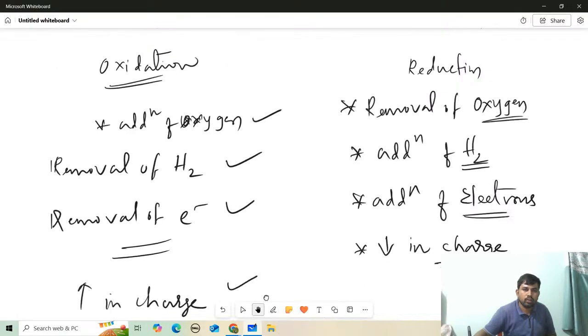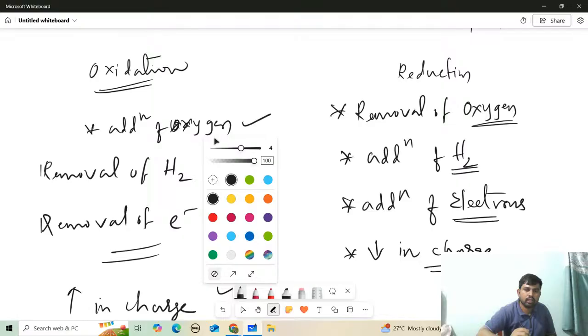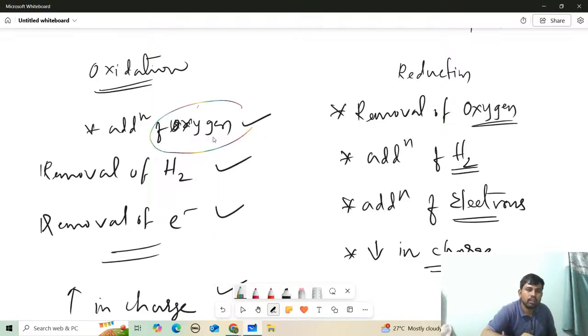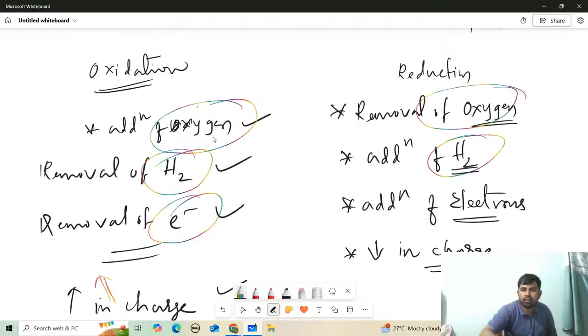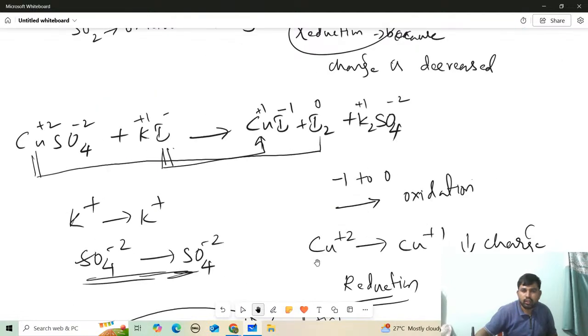So oxidation means addition of oxygen and removal of hydrogen, or removal of electron, or we can say increase in the charge, is called oxidation. Similarly, removal of oxygen, addition of hydrogen, addition of electron, or decreasing the charge is called reduction.